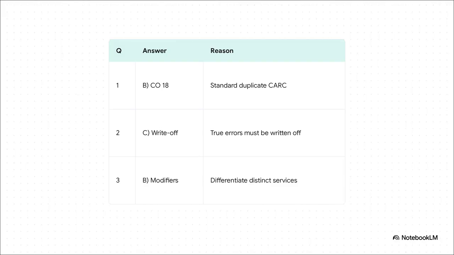All right, let's review the answers. For question 1, the answer is B, CO18. For question 2, it's C. True charge entry errors must simply be adjusted or written off, no appeals necessary. And for question 3, the answer is B. Missing CPT modifiers are almost always the culprits when distinct services get tangled up as duplicates. Feel free to pause the explainer right here if you need to review these vital concepts one more time.